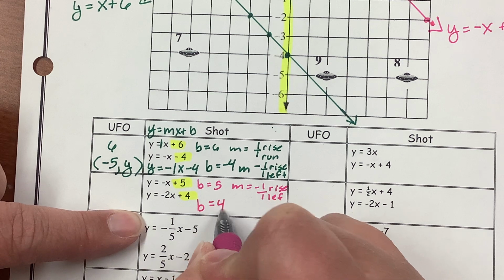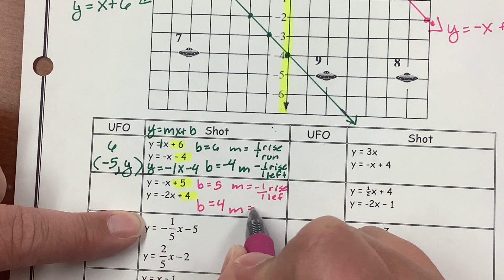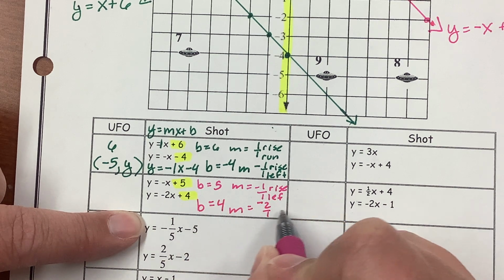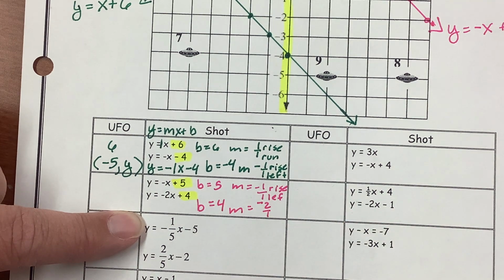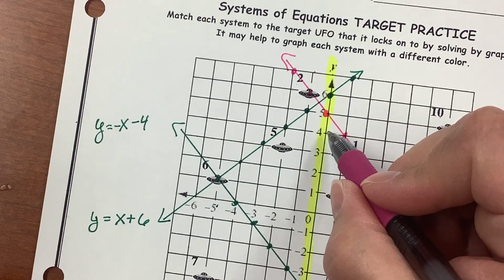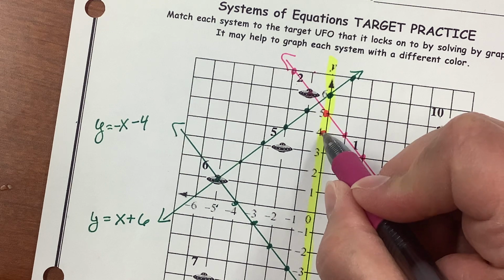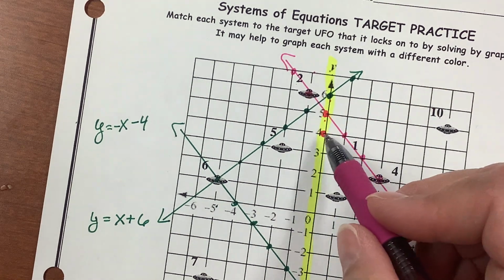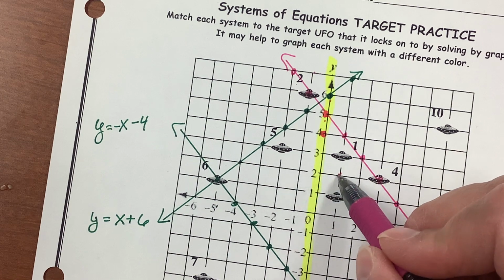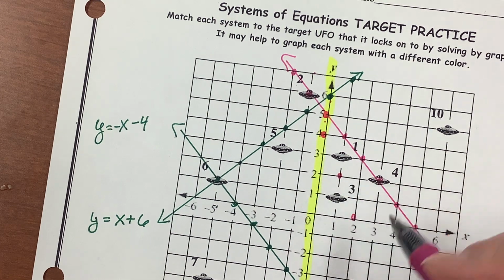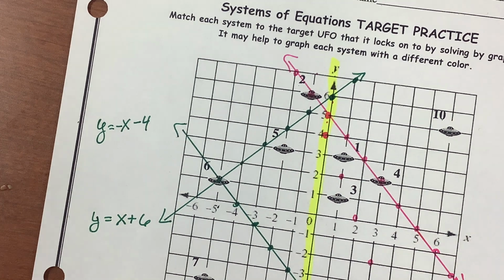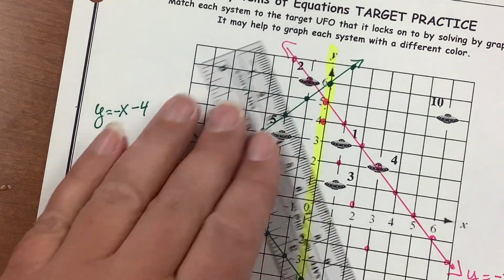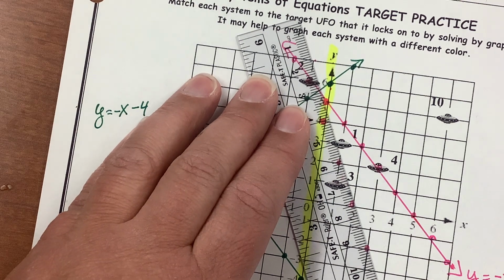B equals 4. And my M is -2 over 1. So I'm rising and going left again. So here I am, starting at +4, rise 2, left 1. Well, that wasn't so fun. Here we go, down 2, right 1, down 2, right 1, down and to the right to get some more points, because you got to graph all the way across. There we go.